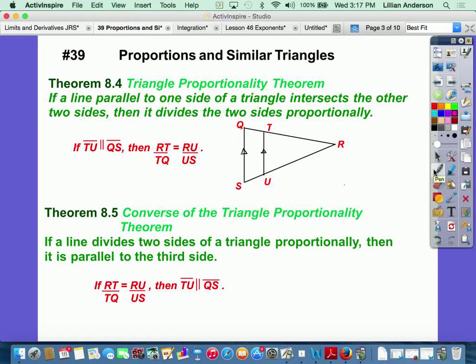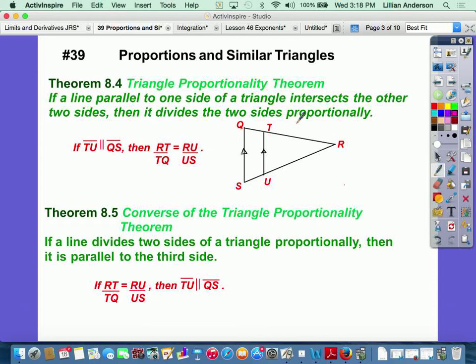You have the triangle proportionality theorem, which basically says that if a line is parallel to one side of a triangle, intersects the other two sides, then it divides the two sides proportionally. So in other words, if TU is parallel to QS, then that means that RT over TQ equals RU over US. So you could set up a nice little proportion, okay?